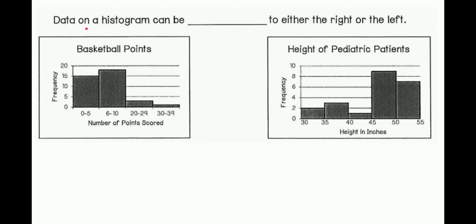Last page, data on a histogram. Something to know is that it can be skewed to either the right or left. Now, this word skewed can be really confusing. I get mixed up on it all the time. If you look at this data of basketball points, it's skewed. It's not like a bell curve that is low on the left, peaks, and then is low on the right.